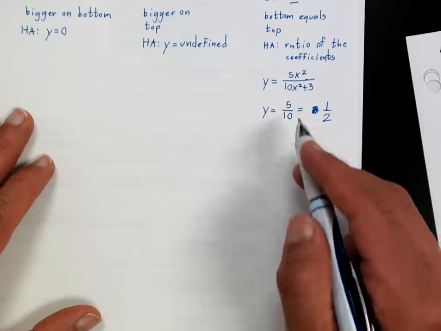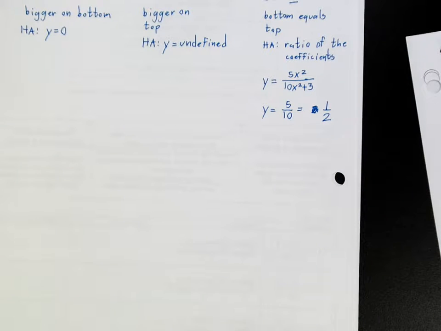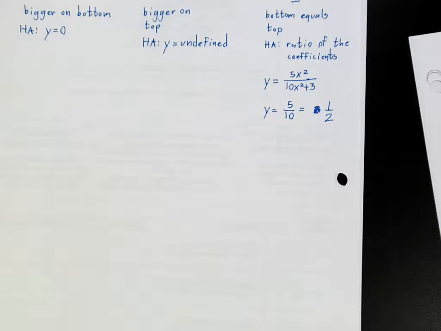So you basically take that number, and you take that number, and you write it down, and then you reduce it if you have to. What happened to the 3? It doesn't matter. It turns out that it doesn't matter what it is. All you're looking at is the powers, right?